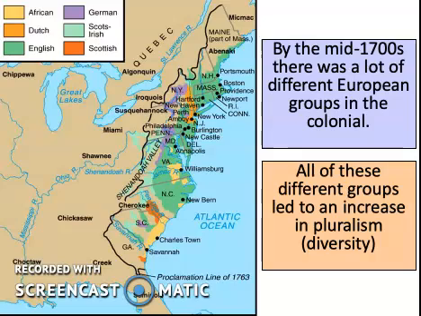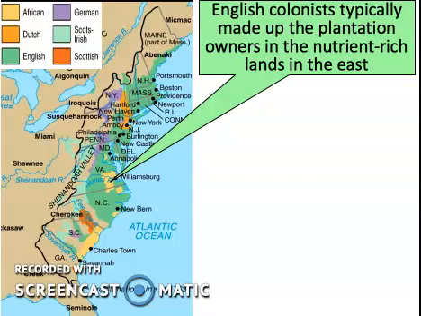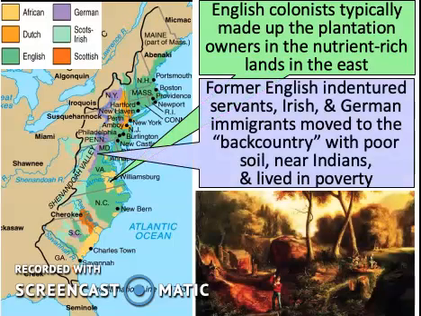Now, different areas had different amounts of diversity. For instance, if you're in the South, a lot of plantation owners on the nutrient-rich lands in the East are going to be mostly English colonists. But if you move on to what's called the back country, you're going to see a lot more diversity there. Land's cheaper, it's not as good for plantations. And so we see Irish and Germans, the Scot-Irish, oftentimes living on this frontier, usually near Indians and oftentimes in poverty as well.